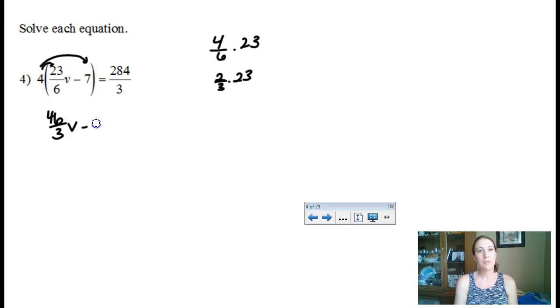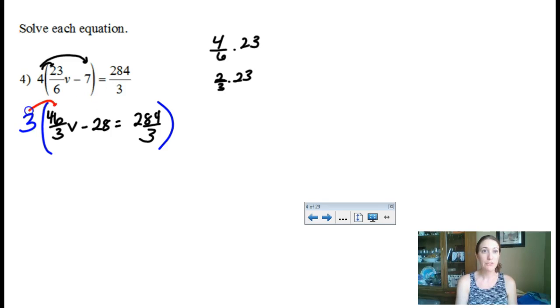And then 4 times 7 is 28. And then, let's see, 284 over 3. So there are still fractions here. The good news is it's really not that bad. At least in an effort for us to get rid of them, I noticed the denominators are both 3s, which means if I just multiply everything by a 3, it's going to be great.